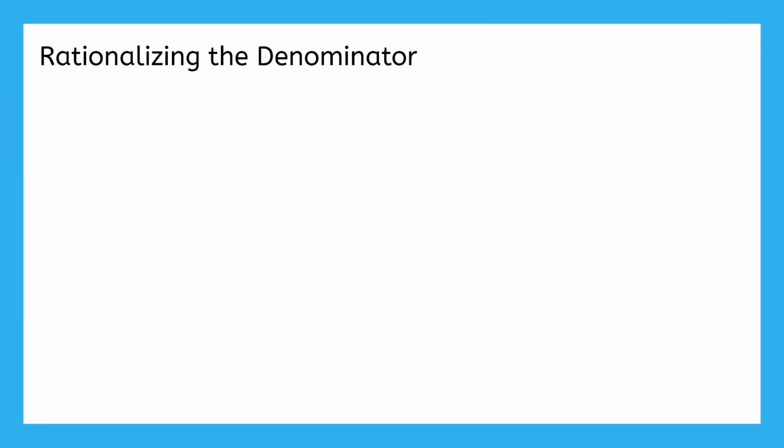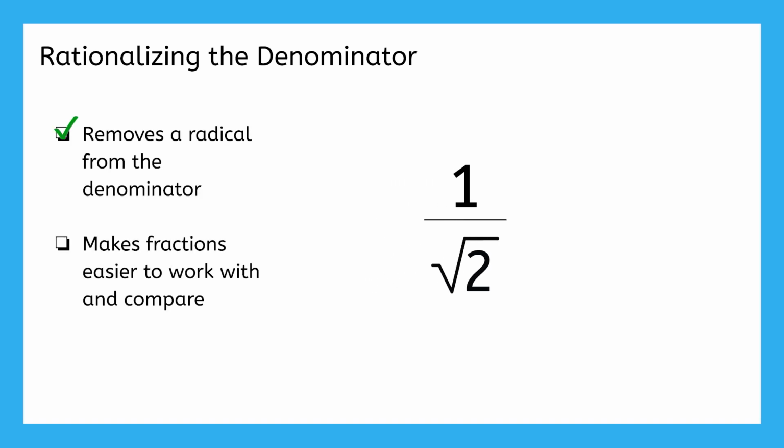Sometimes in math, we come across fractions with a radical in the denominator, like 1 over the square root of 2. While there's nothing wrong with this, it's often more useful to have a fraction without a radical in the denominator. That's where rationalizing comes in. Rationalizing the denominator is a process used to remove radical expressions from the denominator of a fraction.